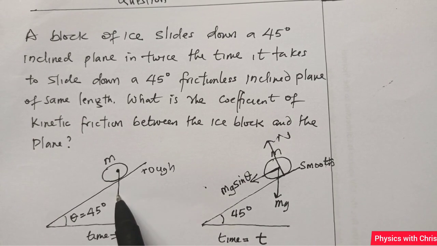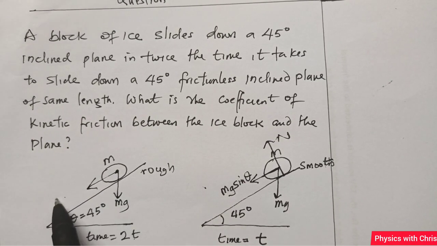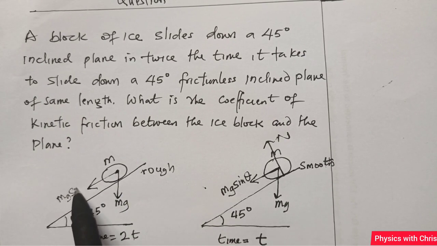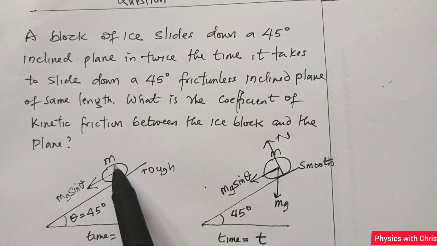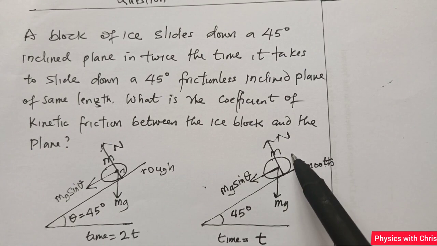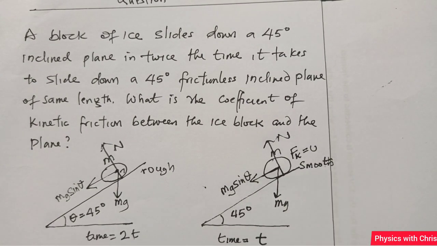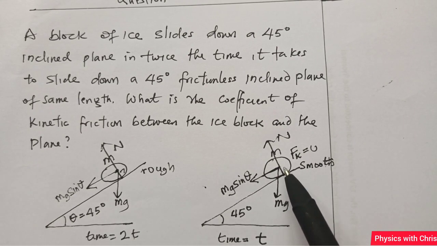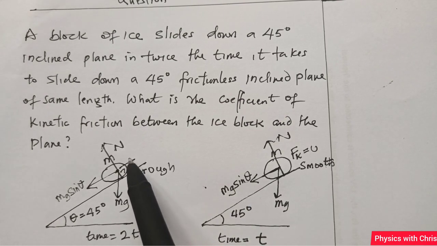Here on the rough, we also have the weight of the block, mg, and then we have this component of the weight of the block, mg sine theta, that acts in a direction down the plane. We also have the normal force acting at right angles to the plane. Okay, in the first case, the kinetic frictional force is zero because the plane is smooth. So the only force acting along the direction of motion is mg sine theta. Now in the second case, frictional force opposes the motion.